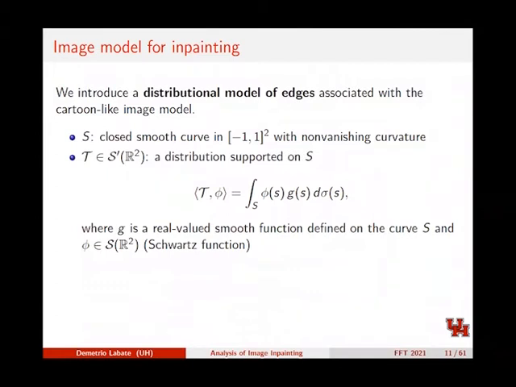So let me be a little more precise about the type of image and data that I want to describe. I started from a cartoon-like image and reformulated it into a concept that is in fact equivalent. I will use as an image a distributional model of an edge, where S denotes a closed smooth curve in the [-1,1] square, which has non-vanishing curvature. And the distribution tau, capital tau, is defined through this integral. So you integrate a test function, a Schwartz function phi, against a smooth function g, right? And this is an integral taken over the curve, right?